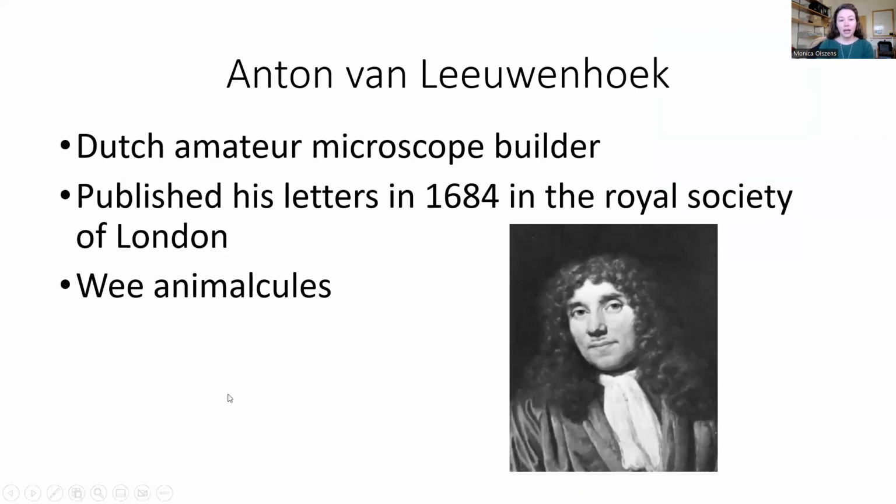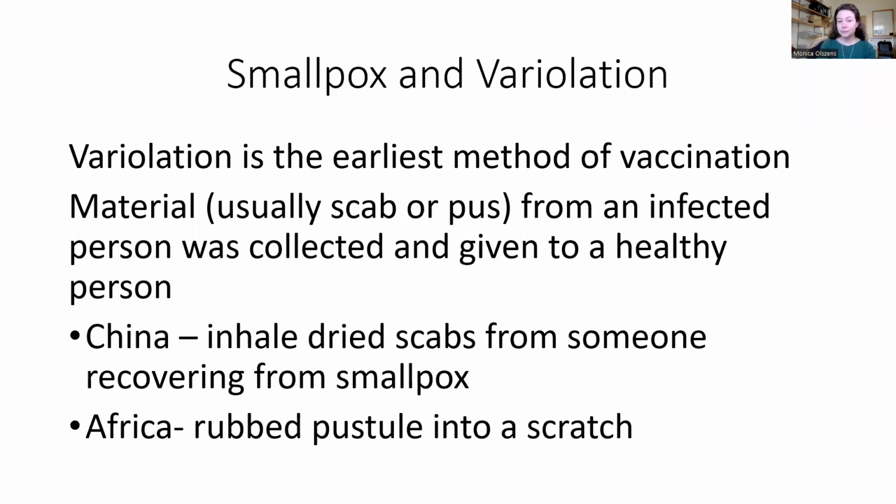All right. So Anton van Leeuwenhoek was a Dutch amateur microscope builder, and he did publish his letters, but they were published later in 1684. And yeah, he definitely thought they should be called wee animalcules, but that takes a long time to say, even though it's more fun. All right, so Hooke published first, and we call them cells.